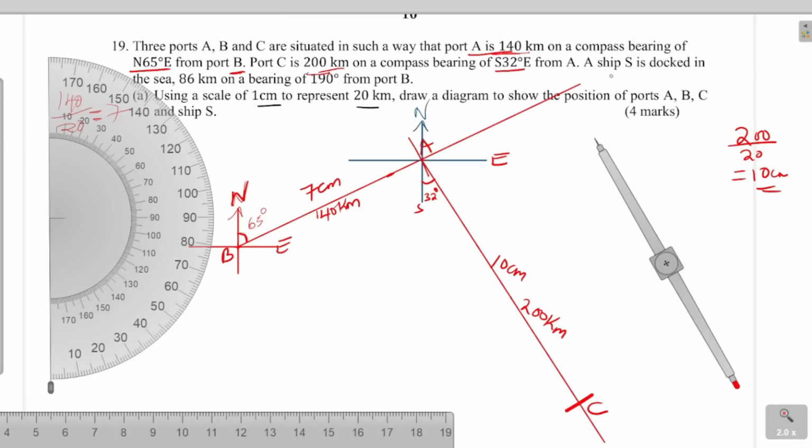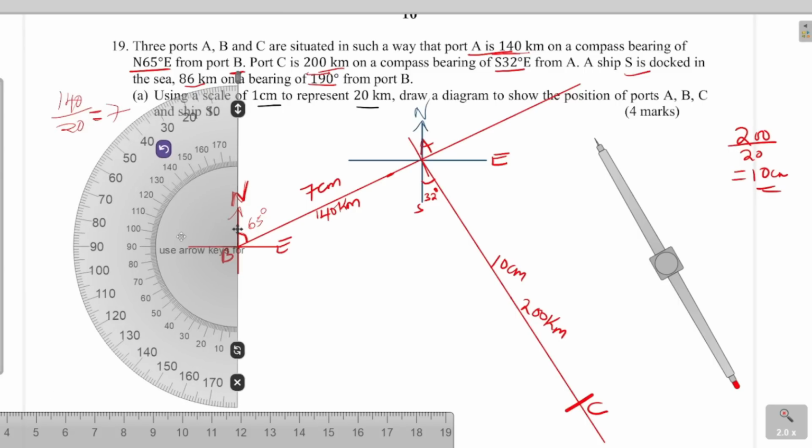Then the next one: a ship S is docked in the sea 86 kilometers on a bearing of 190 degrees from port B. We have this angle. We measure the true bearing from the north in a clockwise direction. That is 180, so we need to add 10 degrees here to get 190. That is how we place it.